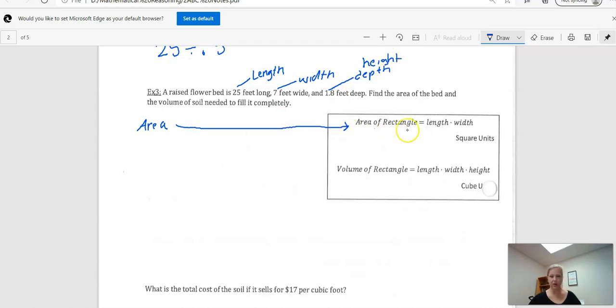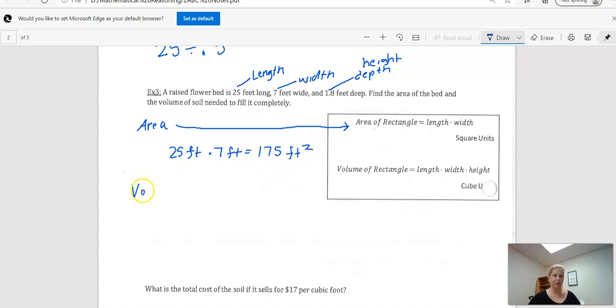Okay, so the area is just the length times the width. So 25 feet times 7 feet. If you do that calculation, you get 175. But what do you do with the feet here? You've got feet times feet. Well, when you multiply the same thing by itself, it's going to be feet squared.